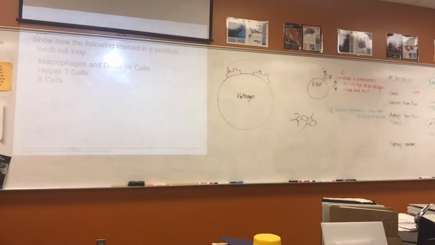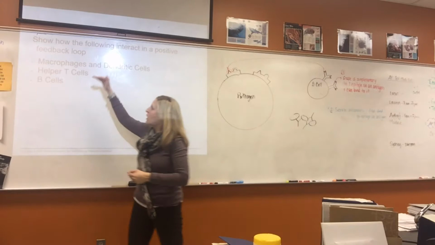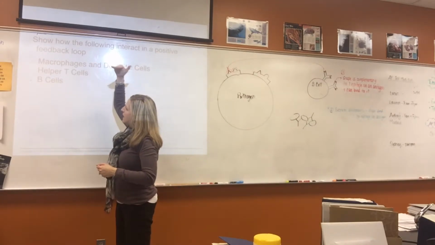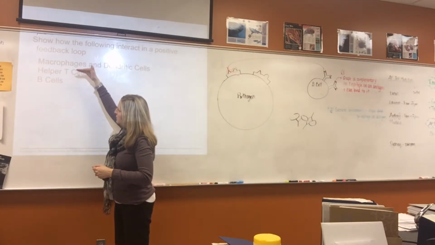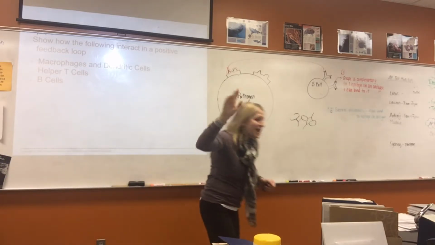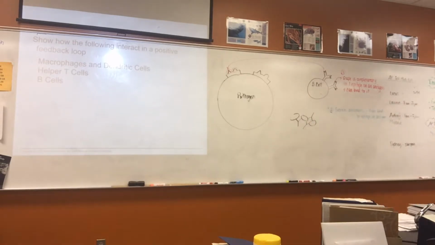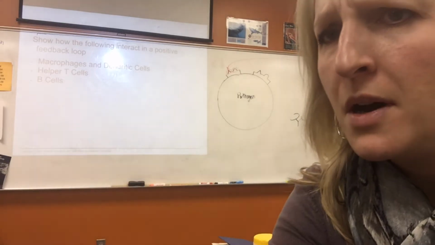So in order to do this, you have to think about macrophages and dendritic cells. These are two types of antigen-presenting cells. So what do they do? And then how does that relate to what helper T cells do? And how does that relate to what B cells do? And how does that relate back to the beginning to make it a loop? Okay, so I'm going to give you a little bit of time to work this out. And you can work with each other if you'd like. And I'm going to pause.